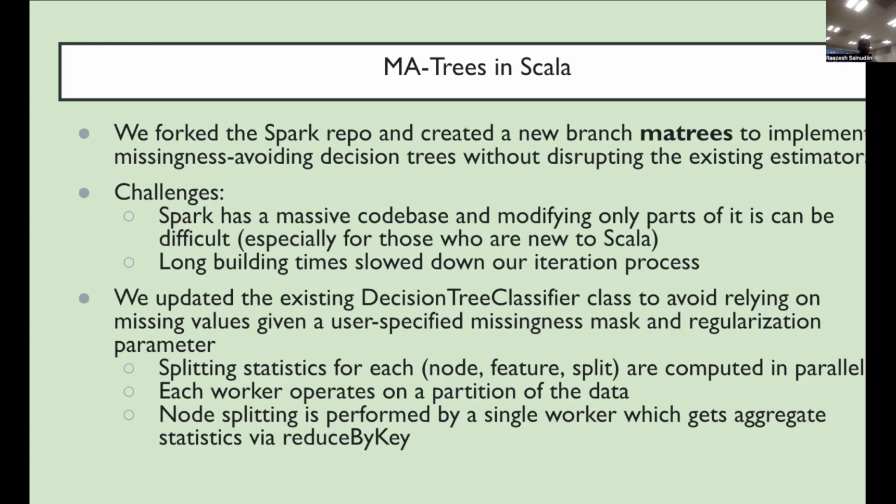The decision tree implementation in Spark is highly efficient. Splitting statistics for each node, feature and split are computed in parallel. We can distribute that, and workers operate on partitions of the data, so having a large data set is not a problem. You can check it up. And then the actual node splitting is performed by a single worker, which gets aggregate statistics. So it's nice. We can use this, and we had this missingness avoiding feature.